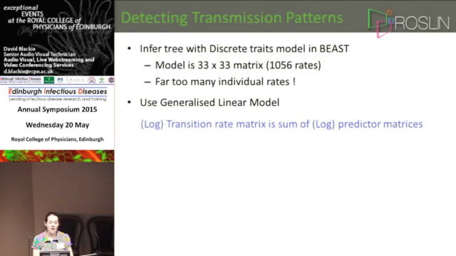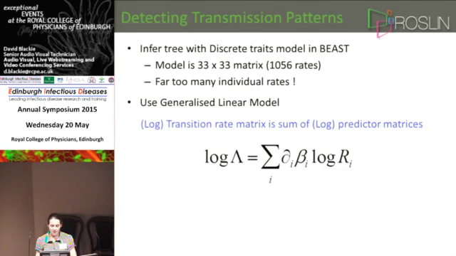You can use a generalized linear model to help you estimate your transition rate matrix. And what you're doing here is you can say that you believe that your transition rate matrix is actually the sum of some predictor matrices. So in fact, what you can do is add your predictor rate matrices together, and you can allow them to have coefficients, and your goal then is to estimate the coefficients of your rate matrix.